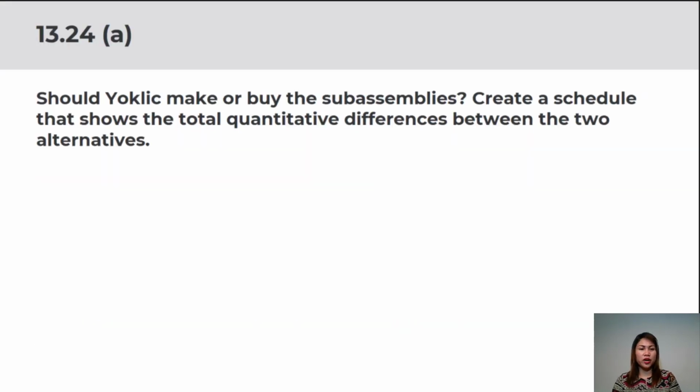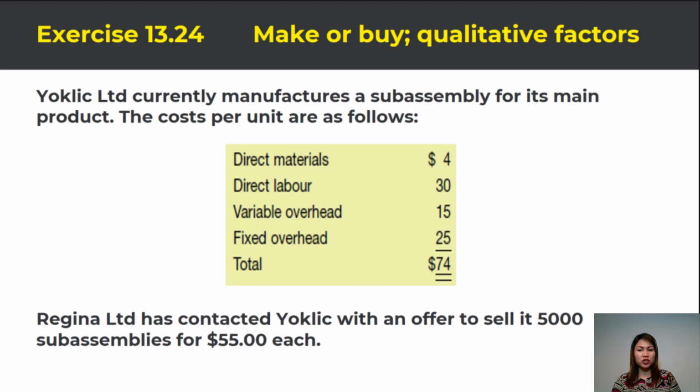Okay, the first requirement, part A. Should your clique make or buy these sub-assemblies? Create a schedule that shows the total quantitative differences between the two alternatives. Note that fixed overhead costs, let me move back to the previous slide. You have the cost structure: direct materials, direct labor, variable overhead, and fixed overhead. So that makes up the total cost for 1 unit of product.